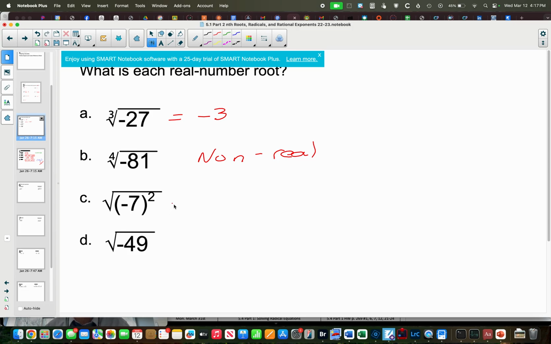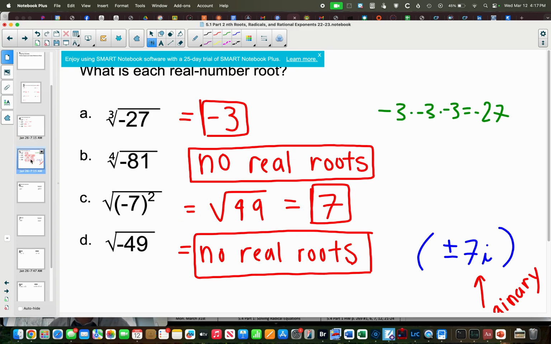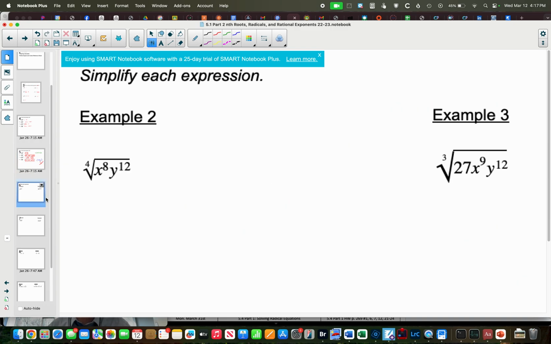We're going to simplify what's inside the square root. Sorry about the messy handwriting. That's 49, so the square root of 49 is just 7. The square root of negative 49 would be 7i, so this is also non-real. We only want the real ones. Moving on. That's the answers here.